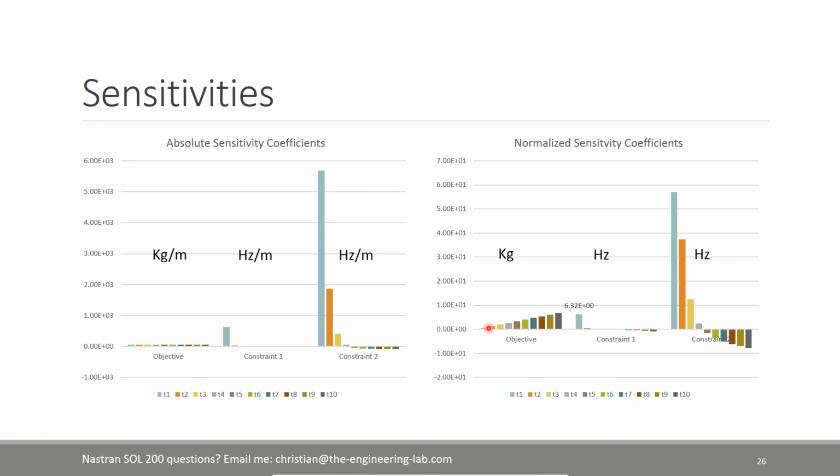Here, if I were to change the thickness of thickness 1 by 20%, you can see that there's not much impact to the objective. Whereas if I perform the same 20% change to thickness 10, I can expect an increase if it was a positive 20 and a decrease if it was a negative 20. Here, a 20% change or increase in the thickness would impact the first natural frequency of mode 1, or constraint 1, and mode 2, or constraint 2.